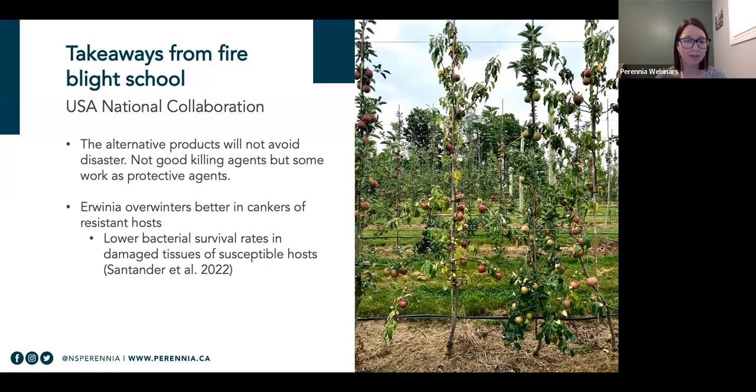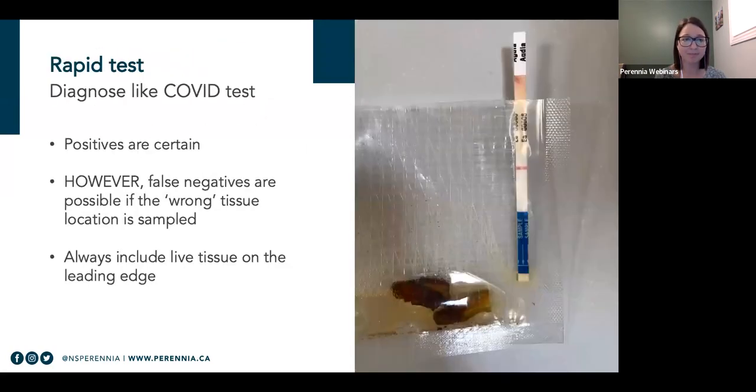Another point that I learned is that the bacteria overwinters better in cankers of your resistant hosts. Because they're resistant, they're going to stay alive and try to fight the bacteria, but the bacteria just gets secured in a canker and is able to become active every year, whereas a susceptible host is likely to die and take the bacteria with it because the tree dies. So having infected resistant hosts can increase your inoculum level in the orchard.